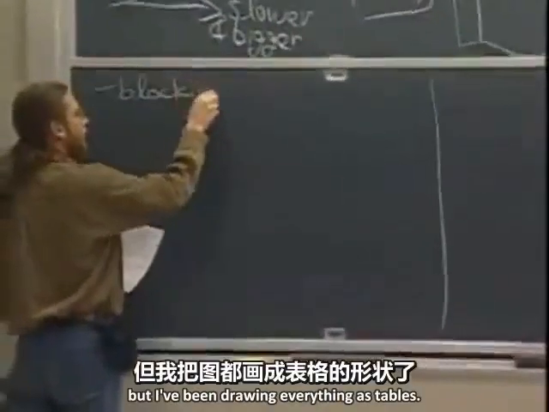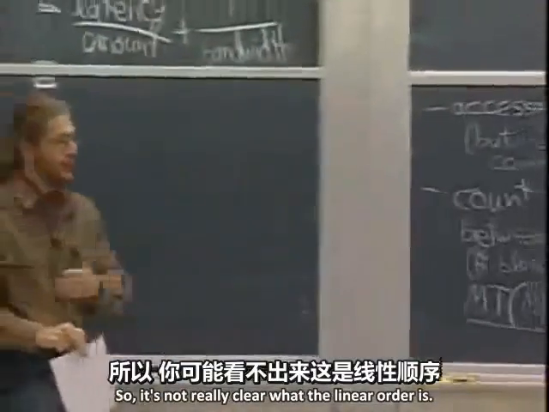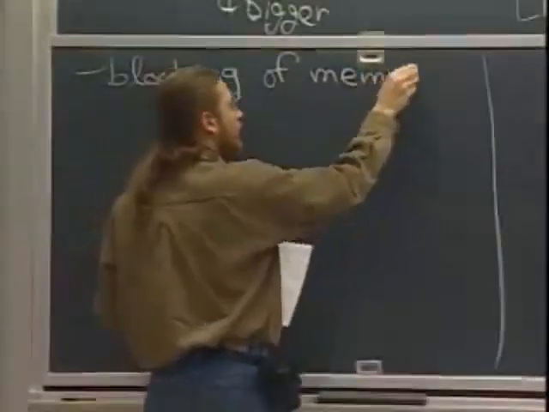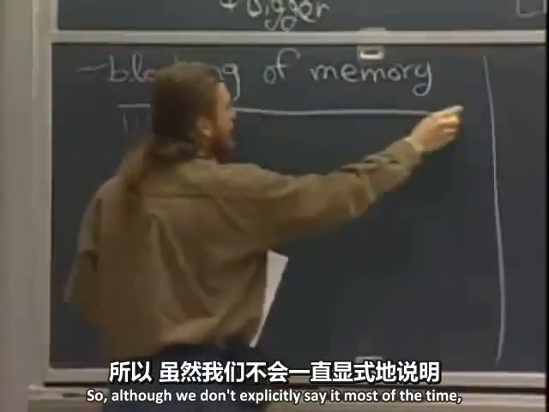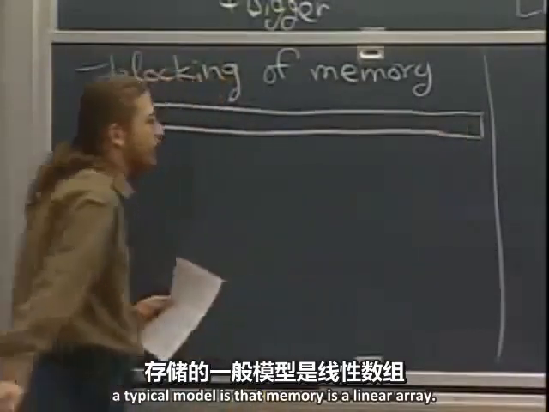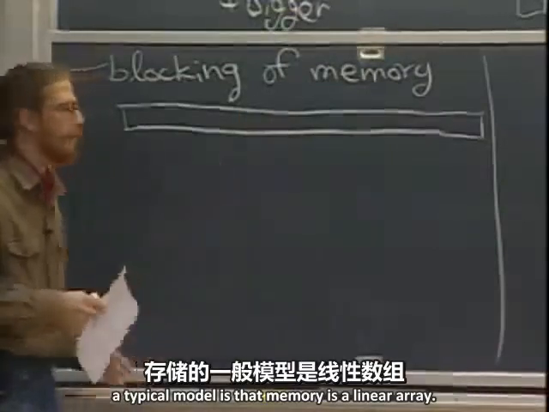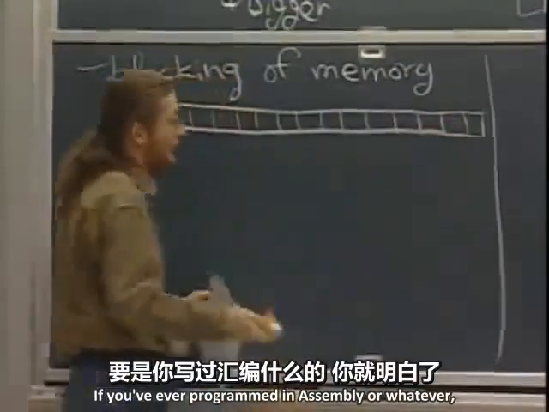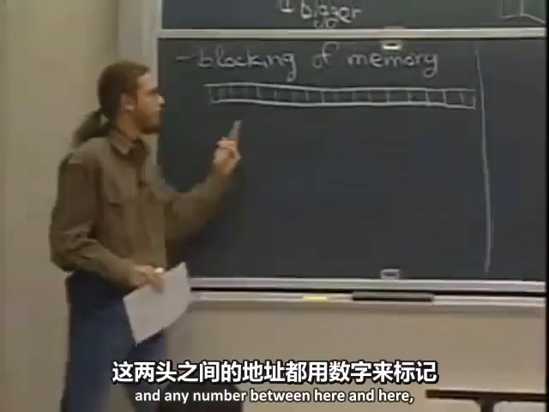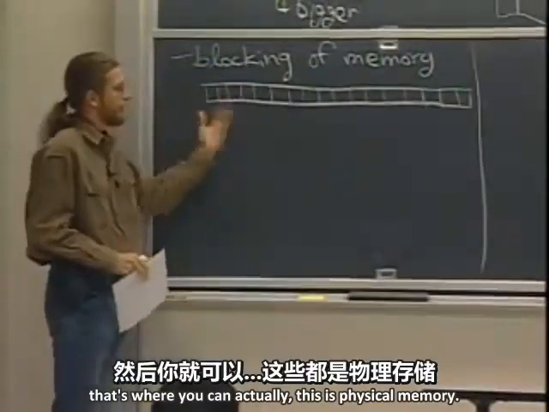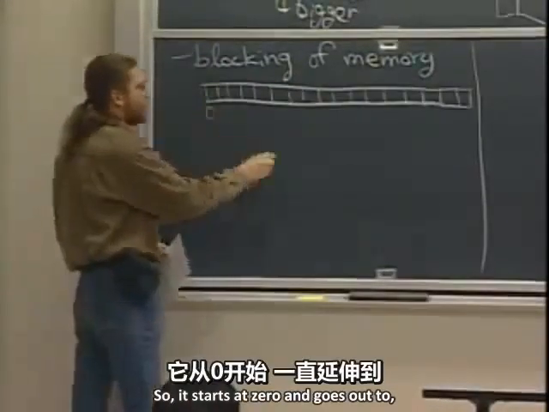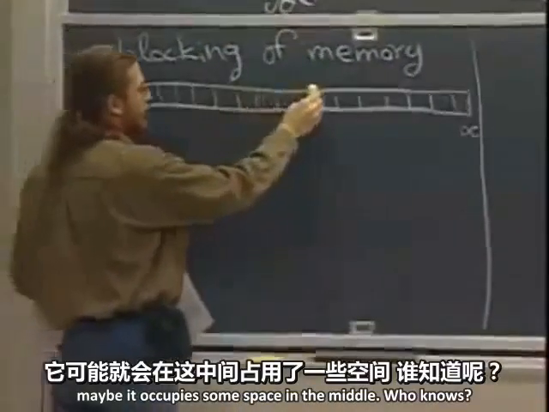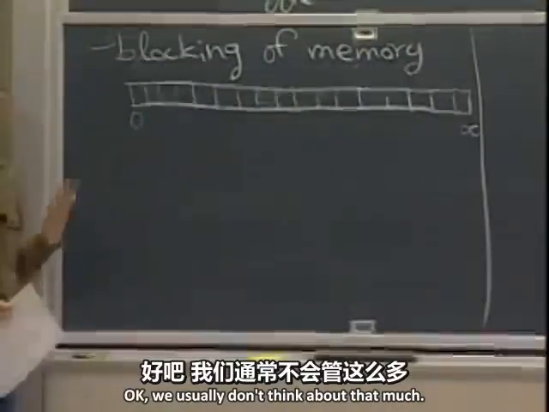Maybe obvious at this point, but I've been drawing everything as tables, so it's not really clear what the linear order is. Linear order is just the reading order. So although we don't explicitly say it most of the time, a typical model is that memory is a linear array. Everything that you ever store in your program is written in this linear array. If you've ever programmed in assembly or whatever, that's the model. You have this address space, and any number between here and here, that's where you can actually write; this is physical memory. This is all you can write to. So it starts at 0 and goes out to, let's call it infinity over here. And if you allocate some array, maybe it occupies some space in the middle. Who knows? We usually don't think about that much.